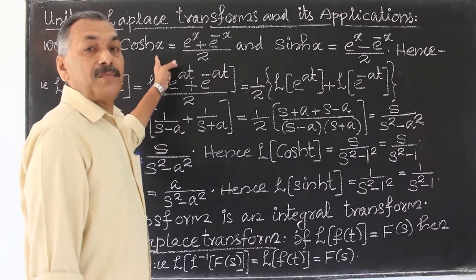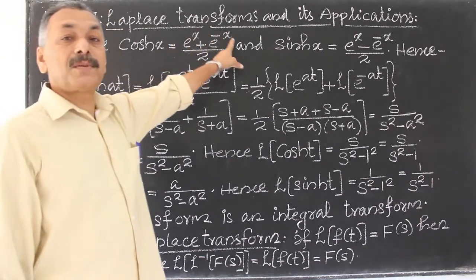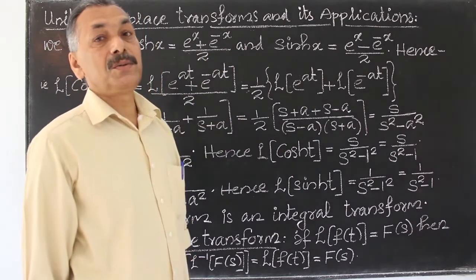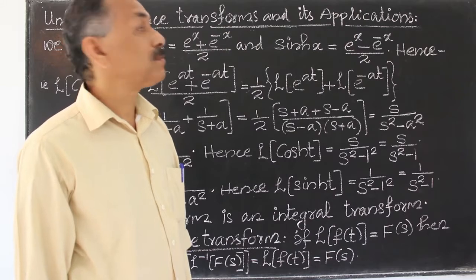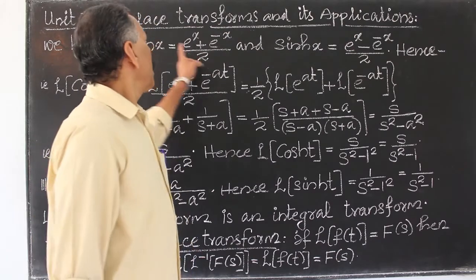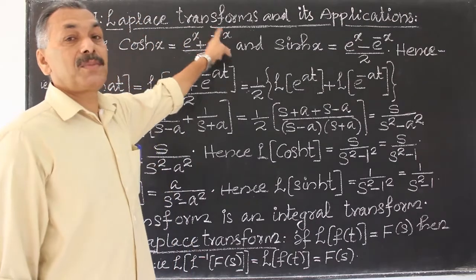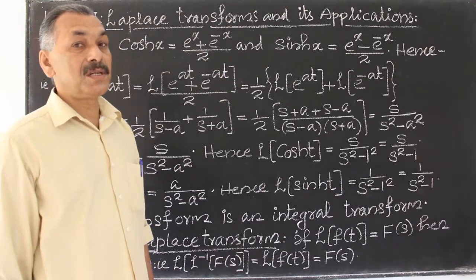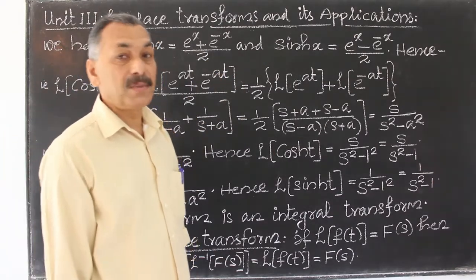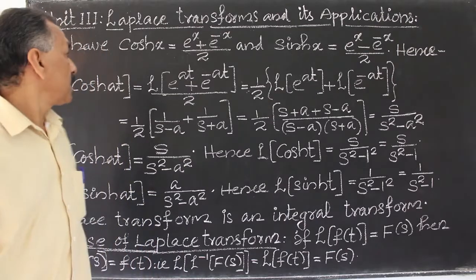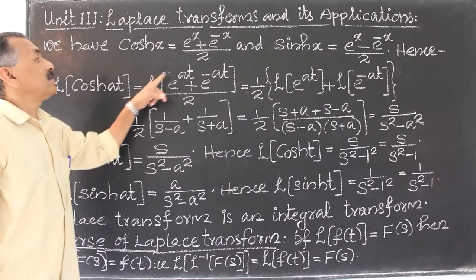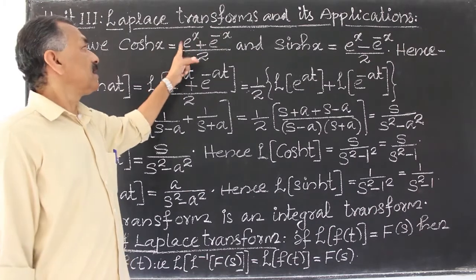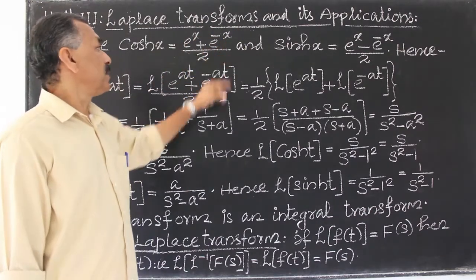Cosh x is defined by cosh x is equal to e raised to x plus e raised to minus x by 2. And sinh x is equal to e raised to x minus e raised to minus x by 2. Cosh t is equal to e raised to t plus e raised to minus t by 2. Sinh t is equal to e raised to t minus e raised to minus t by 2. Therefore, what is cosh at? Cosh at, with at instead of x, is e raised to at plus e raised to minus at by 2.